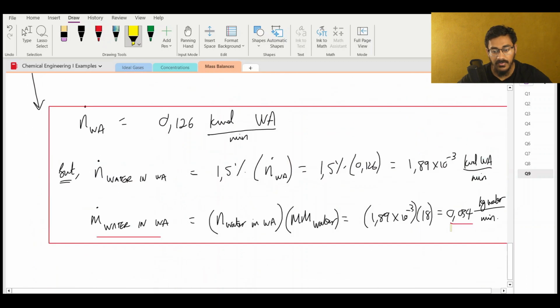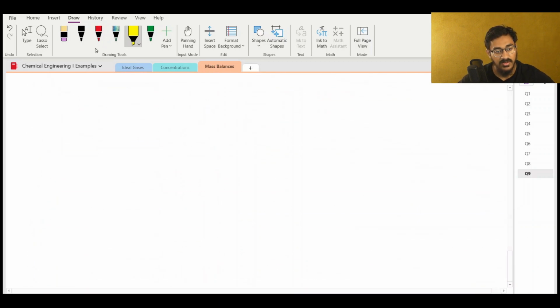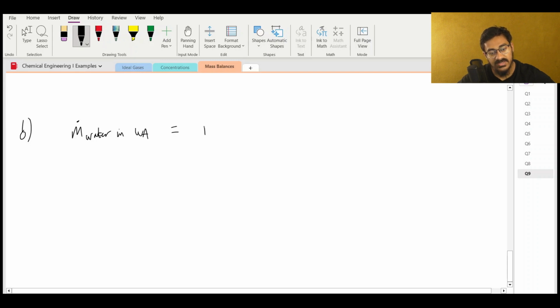Okay, so let's do that. Part B. I know that the mass flow rate of water in the wet air stream must equal the mass flow rate of water in the adsorption stream plus the mass of water in the dry air stream.